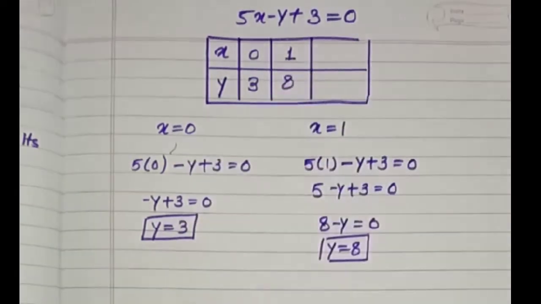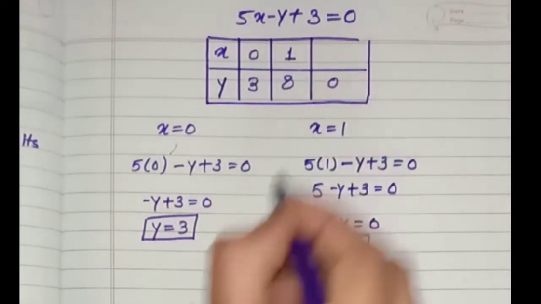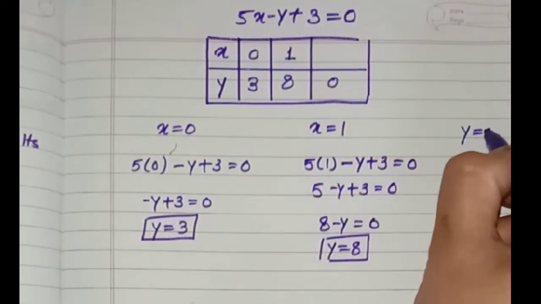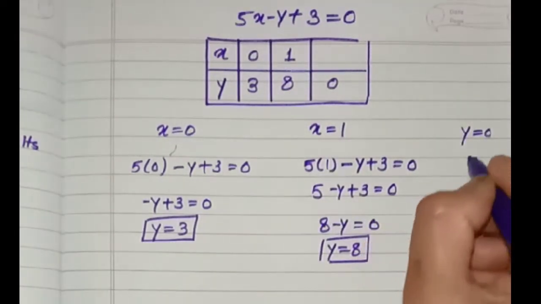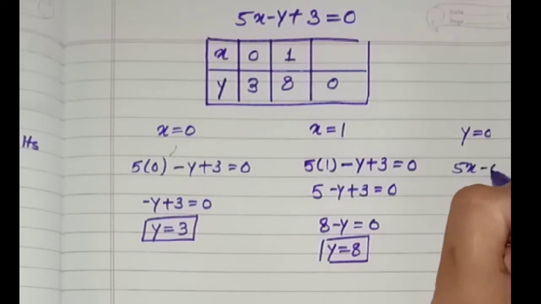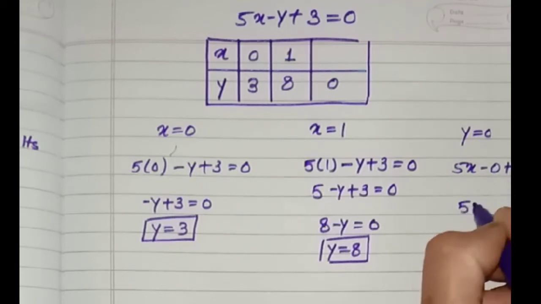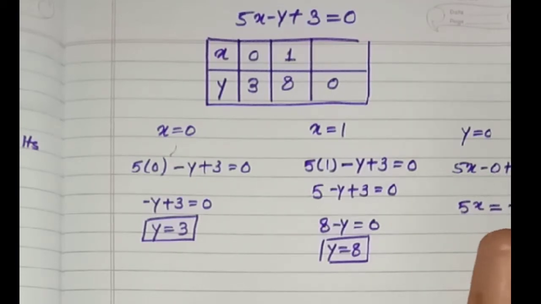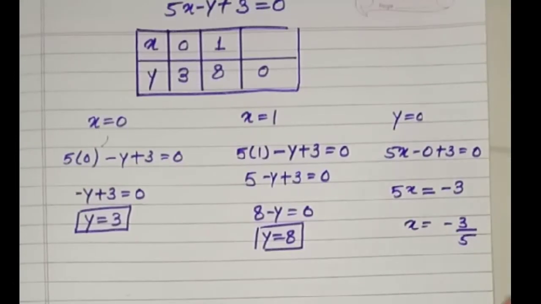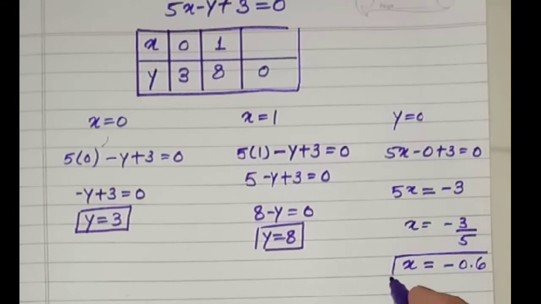Now I am substituting the value of y as 0. Y equals 0, so we will get 5x minus 0 plus 3 equals 0. 5x plus 3, shifting 3 to the right-hand side, we get minus 3. So x equals minus 3 by 5. And when you divide this, obviously you will get minus 0.6. This one is the third value.